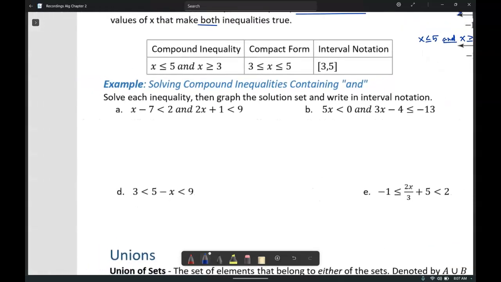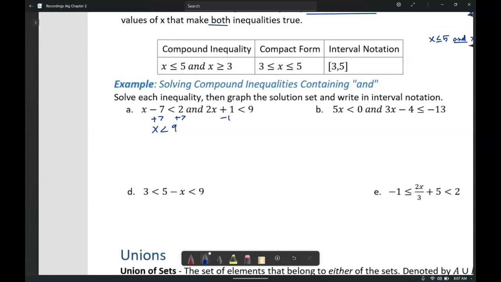So we'll solve both inequalities for each compound inequality just like we would with anything else. We'll add 7 to both sides. X is less than 9. We'll also solve the other inequality. So we have these two inequalities.